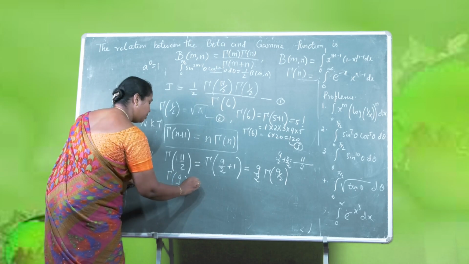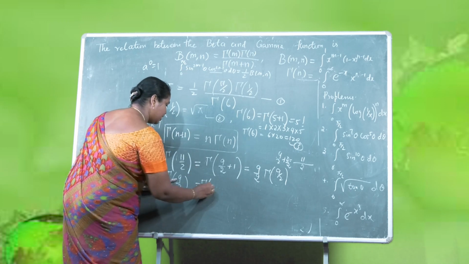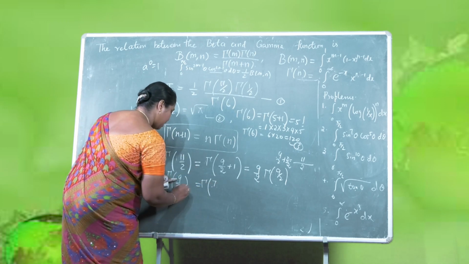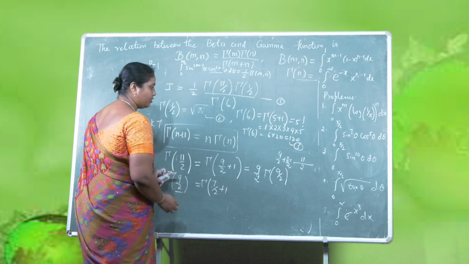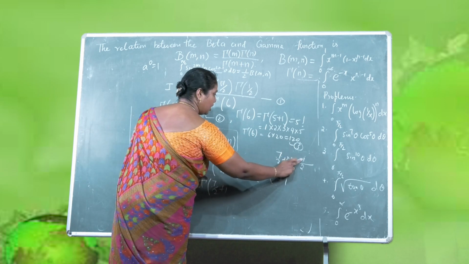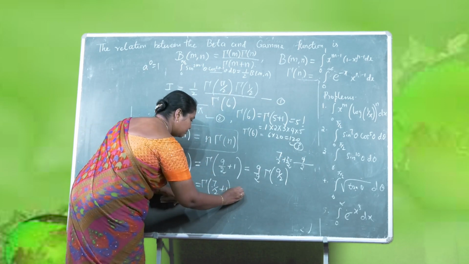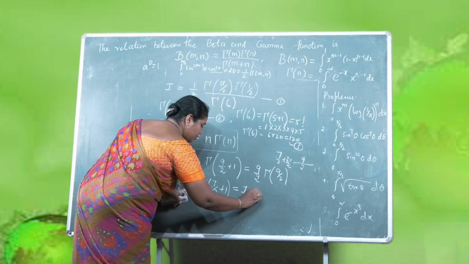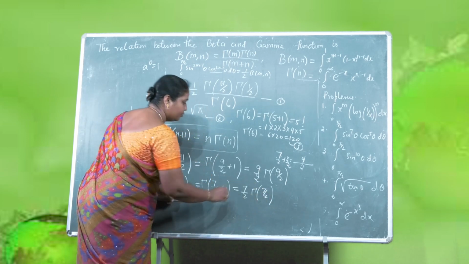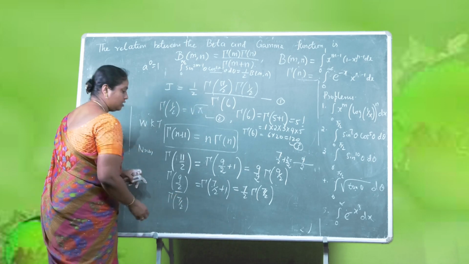What will be gamma of 9 by 2? As in the previous step, we have to consider 9 by 2 as 7 by 2 plus 1. The same thing. If we change to 7, here 2 by 2, so 9 by 2. So this will become 7 by 2 into gamma of 7 by 2. If you proceed like this, now you can tell the answer.